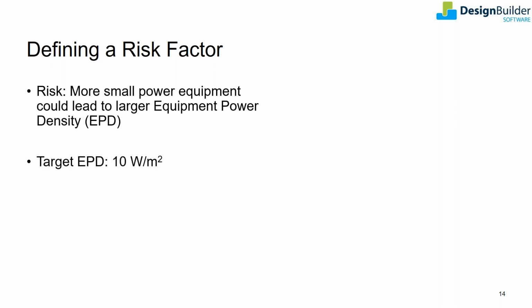The baseline target equipment power density is 10 watts per meter square. Now the task in defining this risk factor as a variable input is to determine the range of variation and its probability distribution. As this is a user post-occupancy related factor, it is more likely to have a normal distribution. Based on past studies and discussions with stakeholders, the standard deviation in equipment power density was assumed to be 20%.